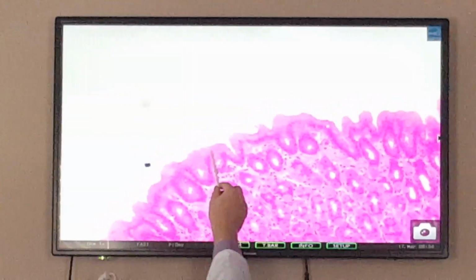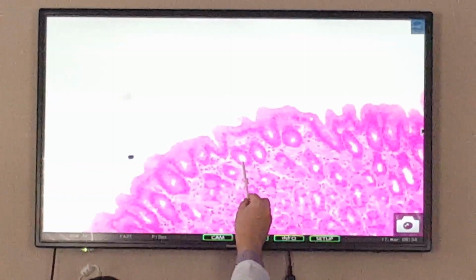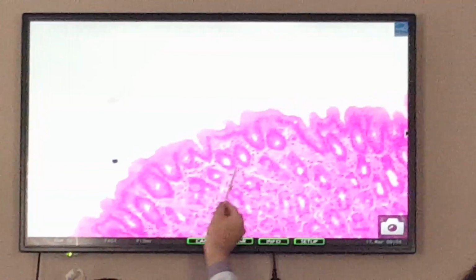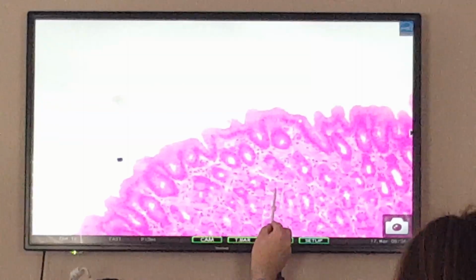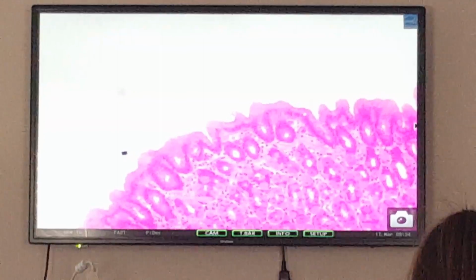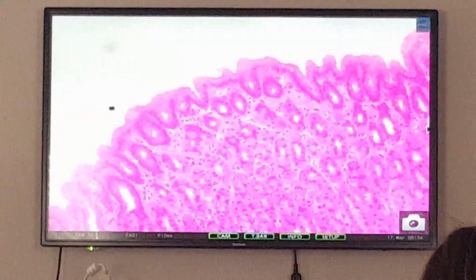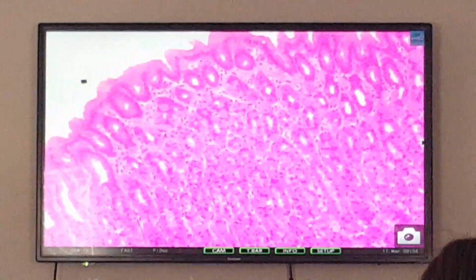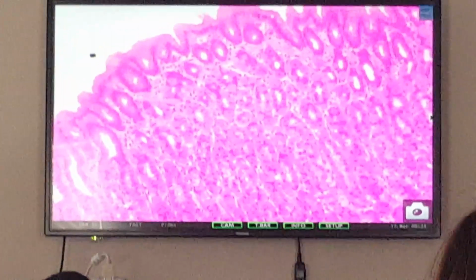Now, these would be surface mucus cells. If we come down into the glands, these would be mucous neck cells. If we come further down into the glands, these large eosinophilic cells that are rounded, those are parietal cells that like to say hi because they produce hydrochloric acid and intrinsic factor. So these are the glands coming down here. Here are your parietal cells.